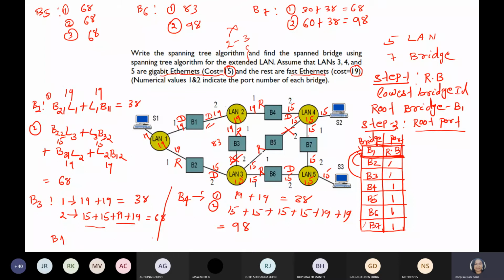B7, just have a look guys. Which port do we have to mark for B7? We didn't mark the root port. Port 1 is the root port, right? Now port 2 is empty. It is not associated with, or has not taken part in, root port and designated port involvement. So B7 port 2 is also the block port.